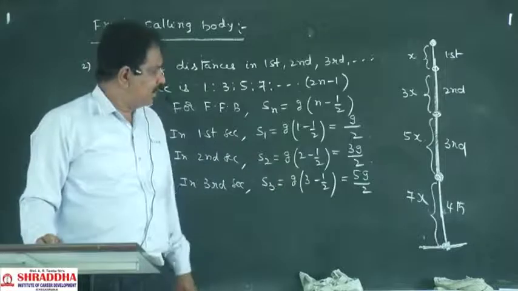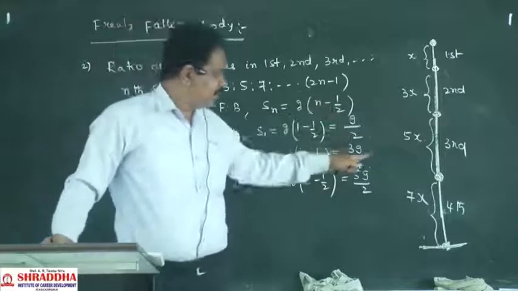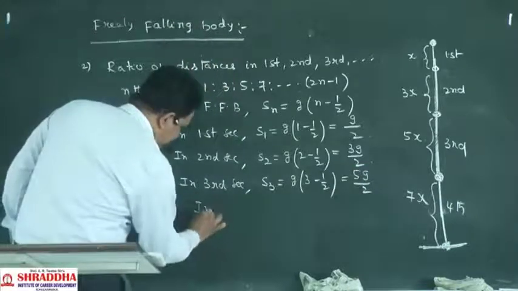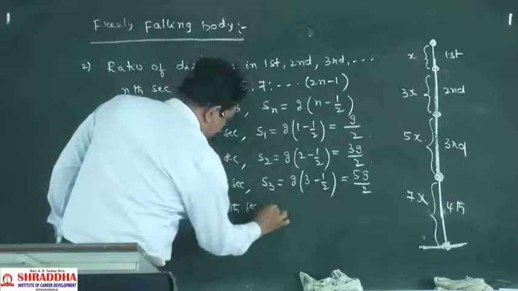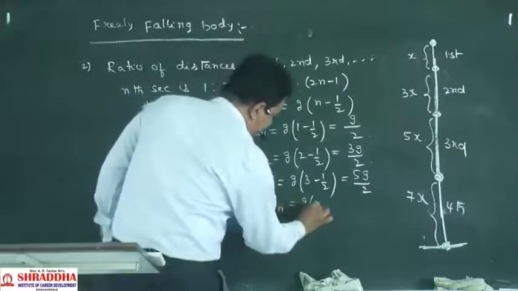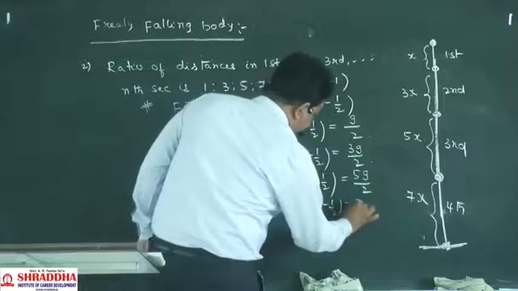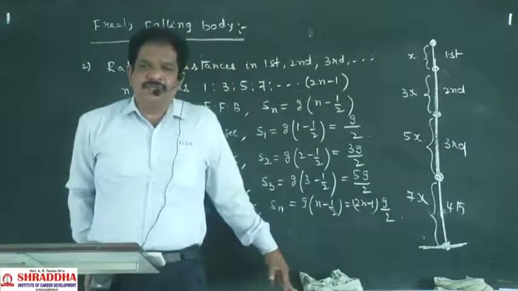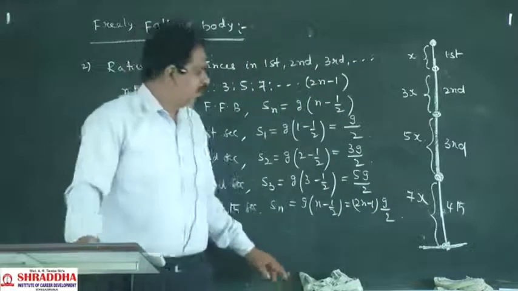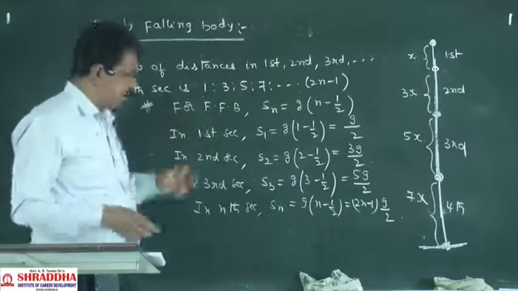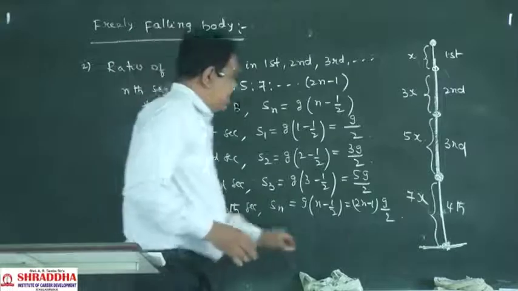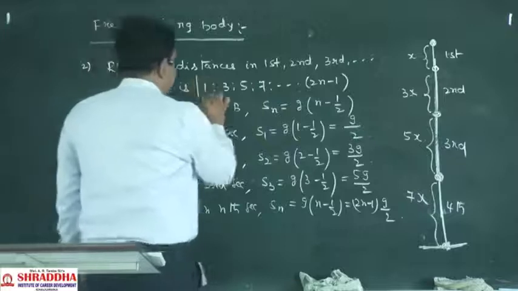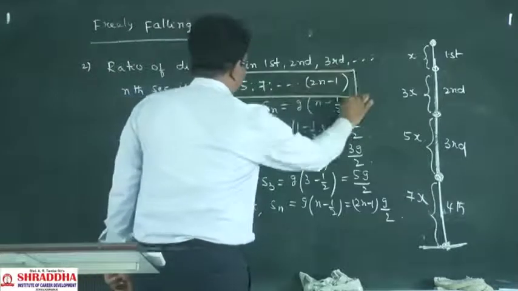Like this, if we calculate, that will be 1:3:5, and so on. So in the nth second, Sn is equal to g into n minus 1 by 2, so (2n minus 1) into g by 2. g by 2 will cancel. So finally we will get this ratio as 1:3:5, and so on, up to 2n minus 1. This is the ratio. Clear?